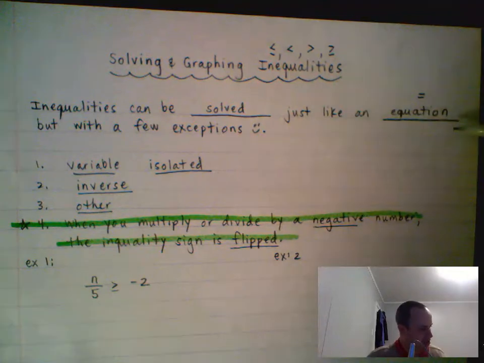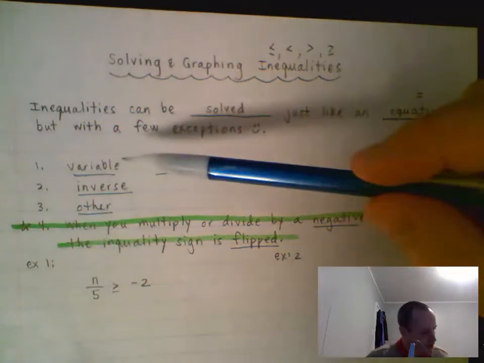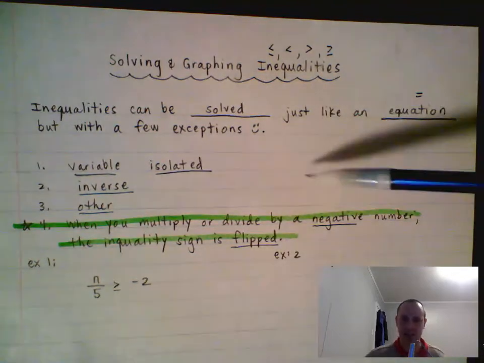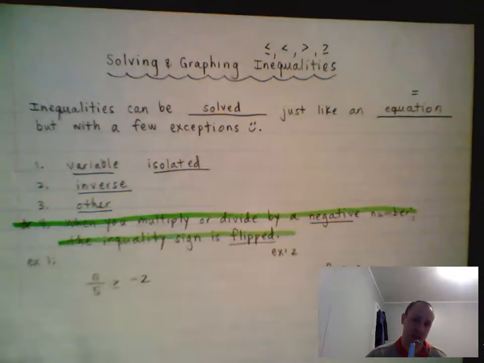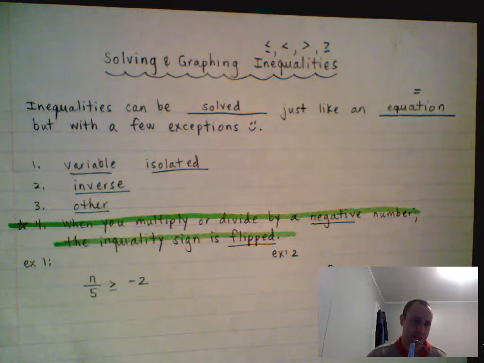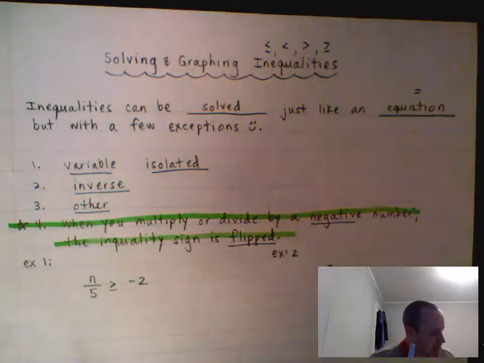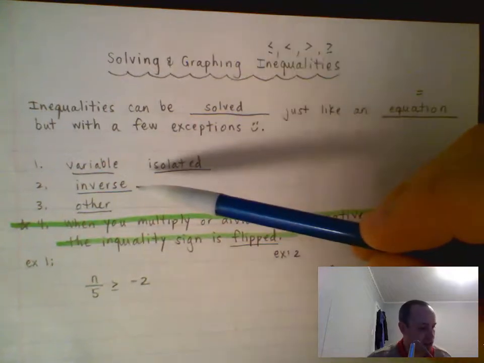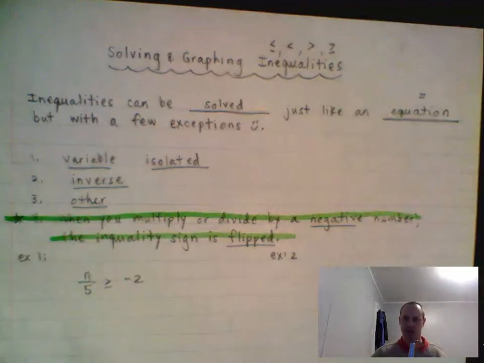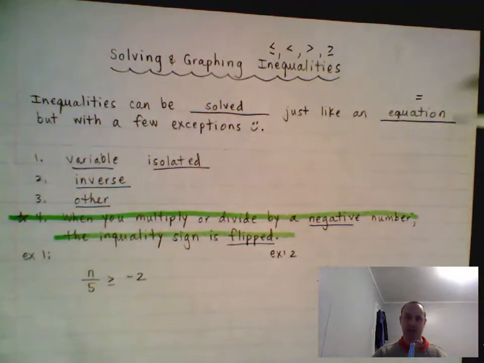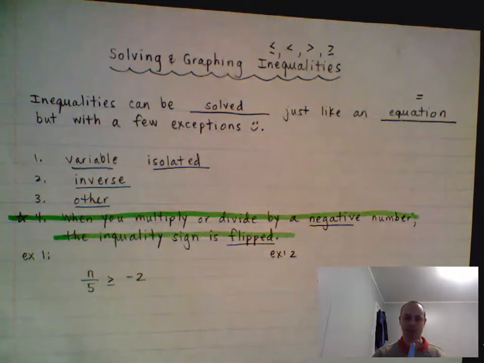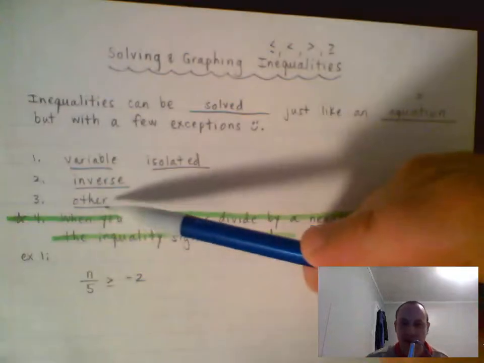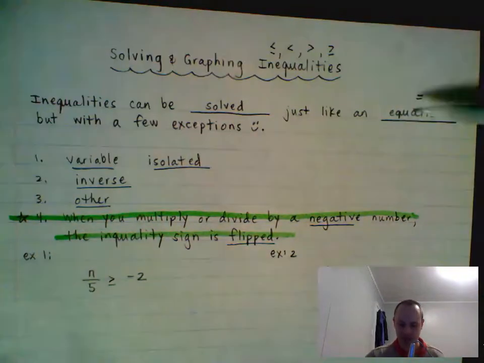Okay, here's the changes. Number 1, the variable must be alone or isolated on one side of the inequality. Actually, that's not even a change. That's the same way it was for equations. Number 2, isolate the variable by using the inverse or the opposite operation. That's also the same as when we deal with equations. You'll see once we do these, it will make more sense. Number 3, whatever you do to one side, you must do to the other side. That's also the same as equations.